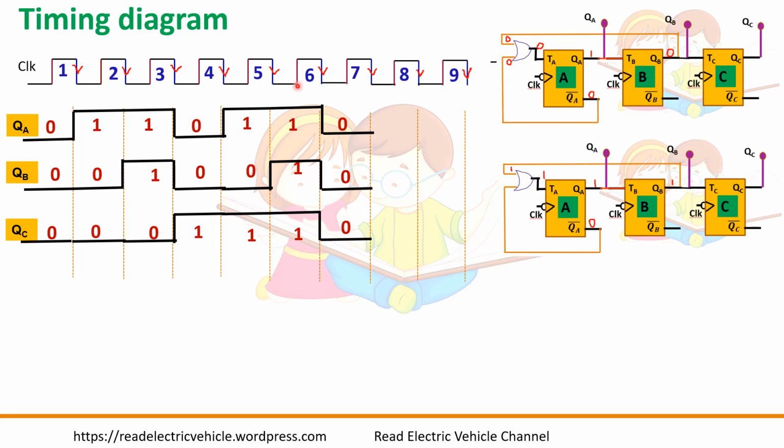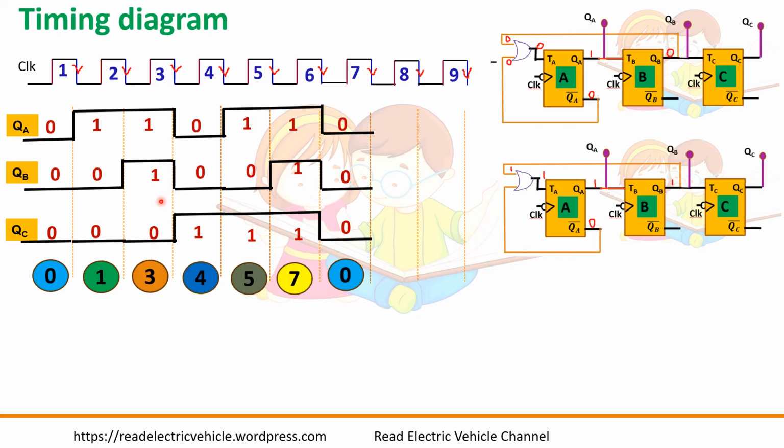After finishing this one, you see the next cycle automatically comes to 0, 0, 0. If you draw by yourself, you will find that it is coming to 0, 0, 0. Now you have to remember one thing. I already told that A is the LSB bit and C is the MSB bit. A is LSB, so you have to read from here. What is the digit? 0, 0, 0, so it is 0. What is the second one? 0, 0, 1, so it is 1. 0, 1, 1 is 3. This is 4, 5, 7 and again comes to 0.